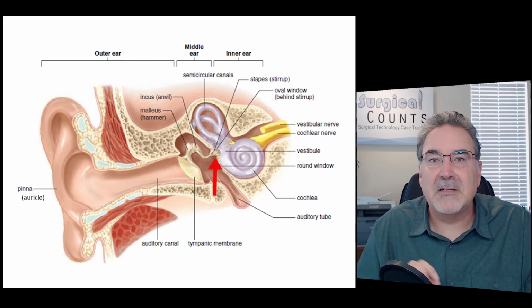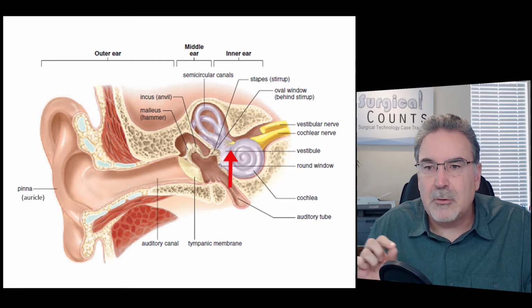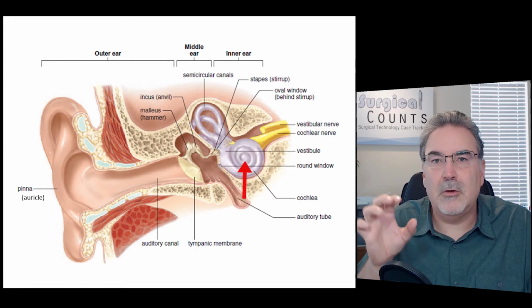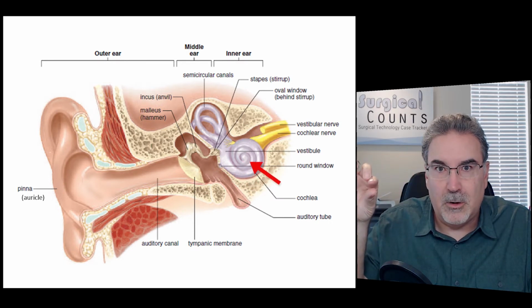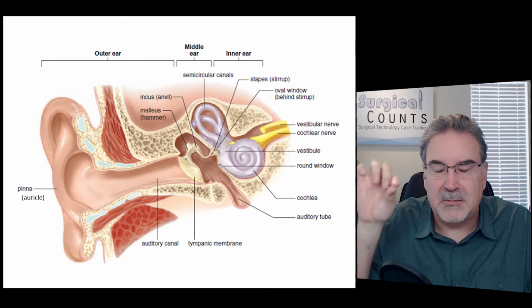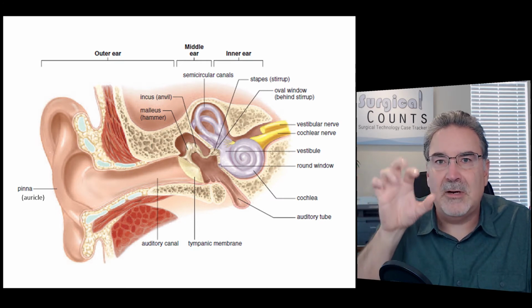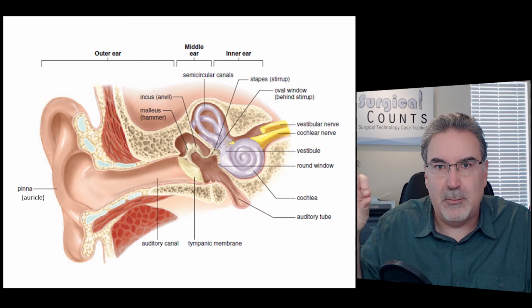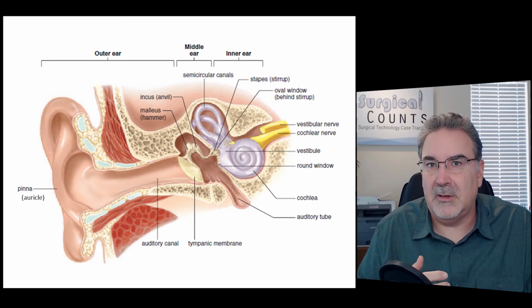After the vibrations pass through the oval window, they enter the cochlea, which is the spiral-shaped organ here. Now you notice that the cochlea starts out wide and it gets narrower and narrower and narrower as it goes around in that spiral. And the reason for that is because in those different size chambers, different frequencies of sound are going to vibrate differently.